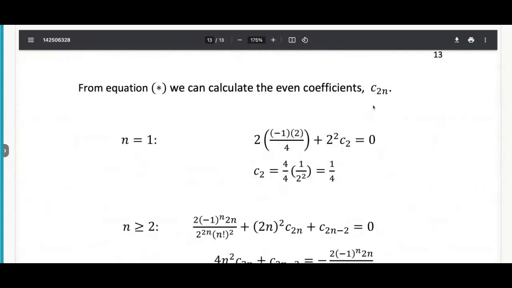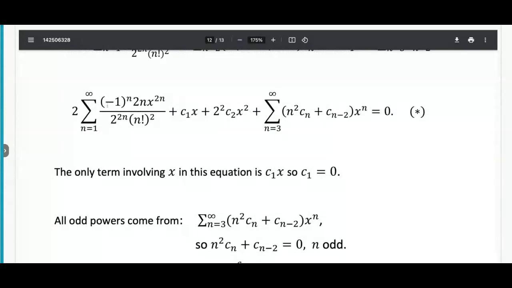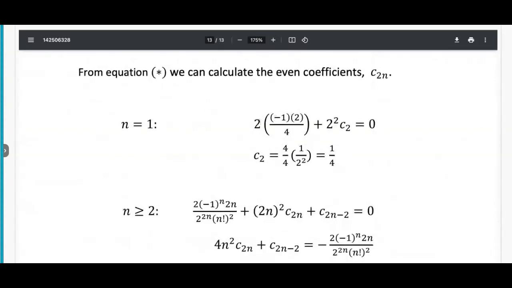Now let's see c_{2n}. For this term, this one is 0, c1 is 0, so this term is gone. And this one we do have an x squared term, but this is x raised to 2n. When n equals 1, we have this x squared term, x raised to 2. So this is for n equals 1.